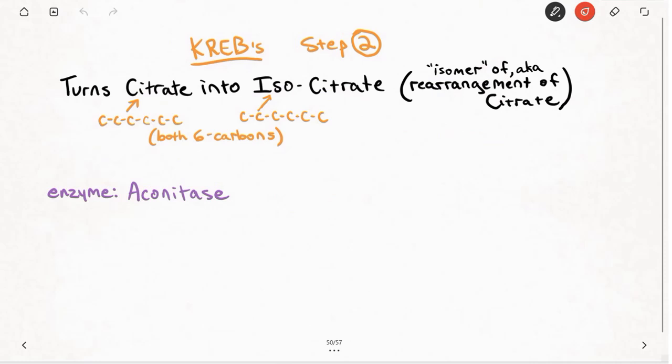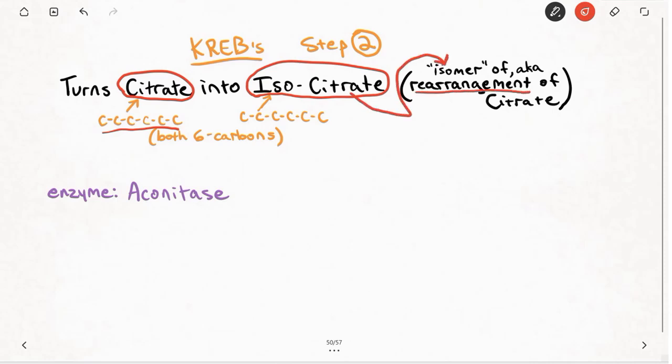For step 2, now we have citrate that we made in the previous step, which is the 6-carbon chain, and we're going to turn citrate into isocitrate. And isocitrate is named that because it's still citrate, but it's an isomer of citrate, which just means a rearrangement of the atoms in citrate. So we're still dealing with the same atoms and the same molecule, but it's just rearranged. We're going to call that isocitrate because it's a rearrangement, or an isomer, of citrate. And of course, this is still going to have a 6-carbon chain because nothing's been added or subtracted. It's just been rearranged. And the enzyme used for this is aconitase.